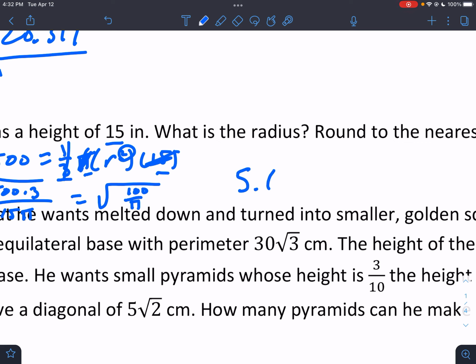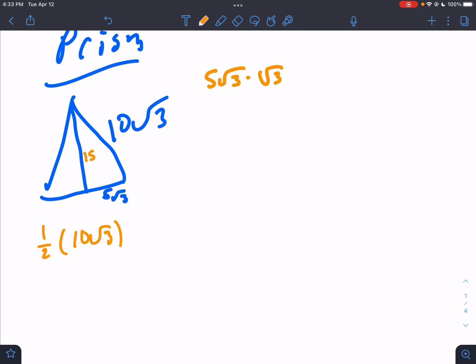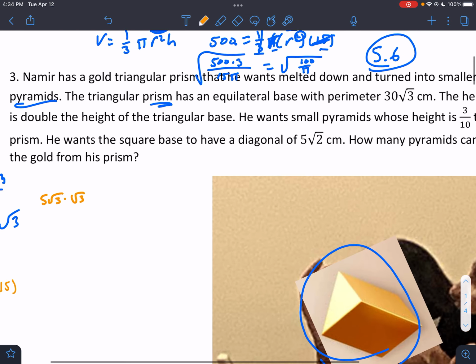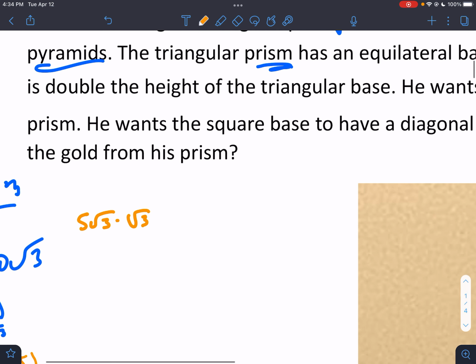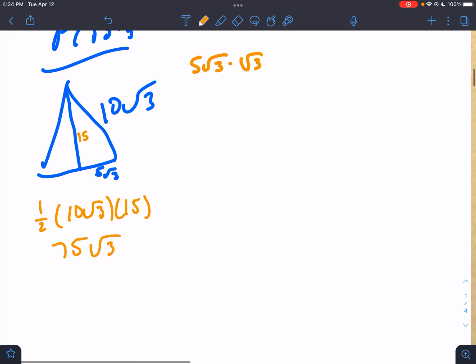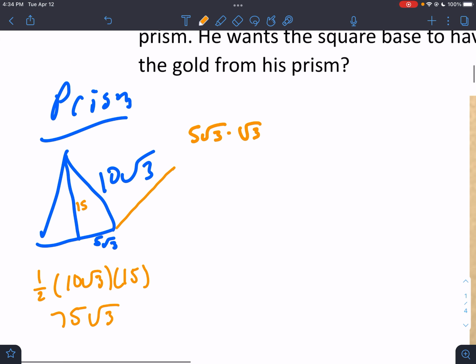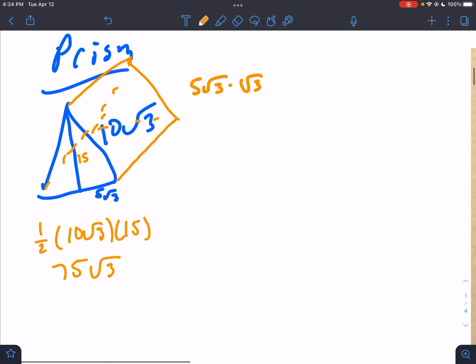So the area of the base is 1/2 times 10 root 3 times 15. That would be 75 root 3. All right, so we have the area of the base. I don't even know if we need that, but I got it. The height of the prism is double the height of the triangular base. Okay. So if we draw the prism, that height would have to be double the height of the triangular base. Well, the height of the triangular base is 15, so that would make that 30.